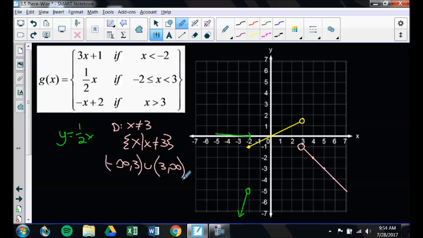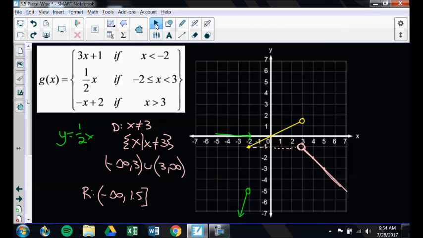The range is going from, since this one here is pointing down forever, and these two overlap, they share, the range is actually going from -infinity to 1.5. 1.5 has an open circle, so that should be in a parenthesis.